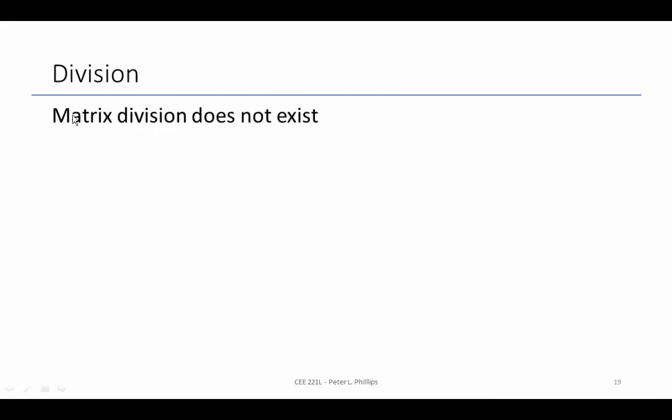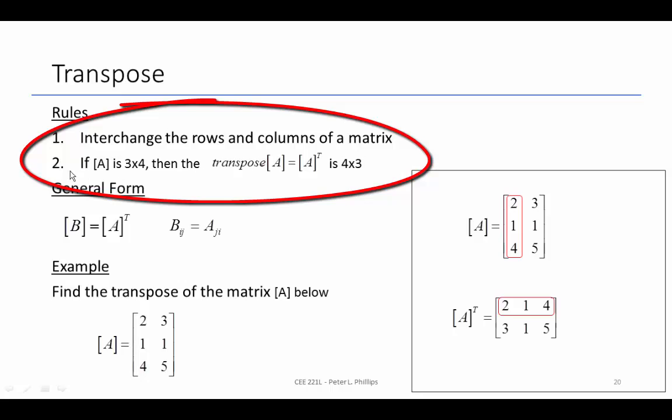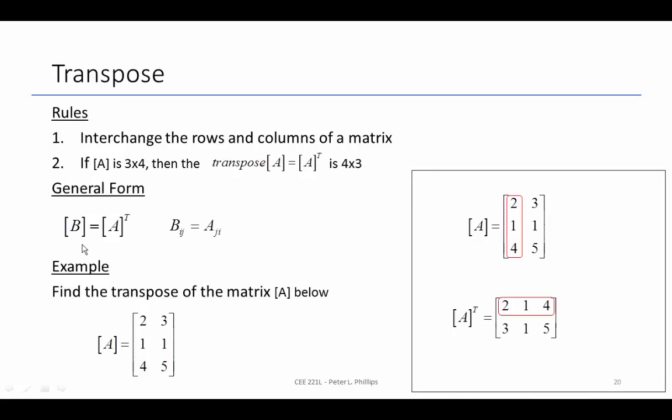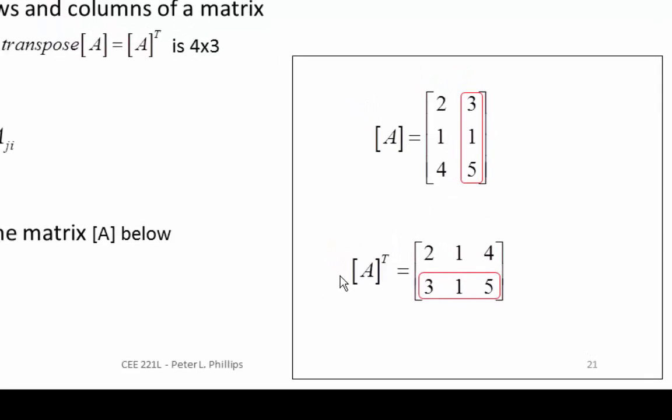Matrix division, it's pretty simple. It does not exist. So moving on. The transpose is useful in doing linear algebra. So the rule for the transpose is you're going to interchange the rows and the columns of the matrix. So if A is a 3 by 4, then the transpose of A, which is designated with a superscript T, would end up being a 4 by 3. So the general form here is B is equal to A transpose. So Bij would be equal to the element Aji. So if we want to find the transpose of A, which is a 3 by 2, we take the first column and we make it the first row for A transpose. And similarly, we would take the second column and make it the second row for A transpose.